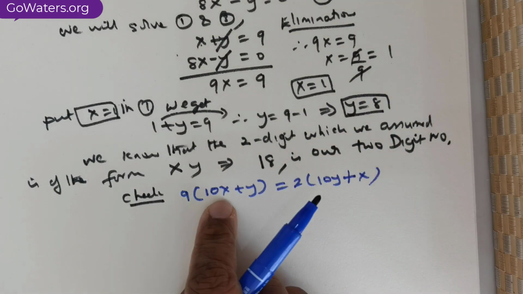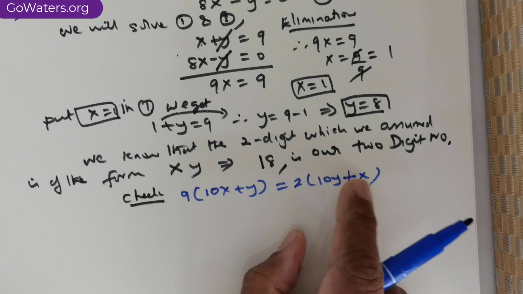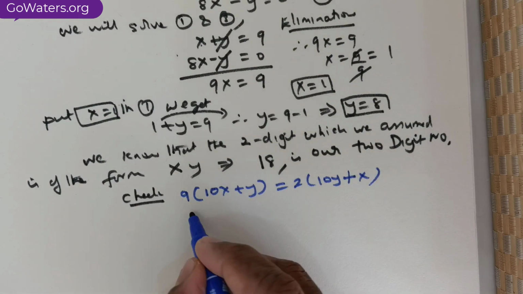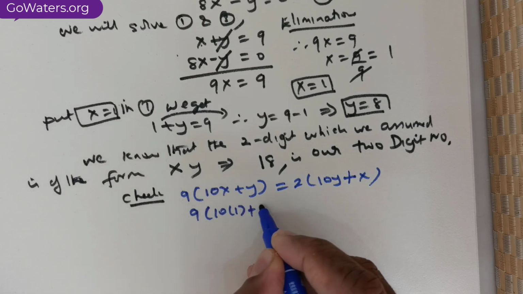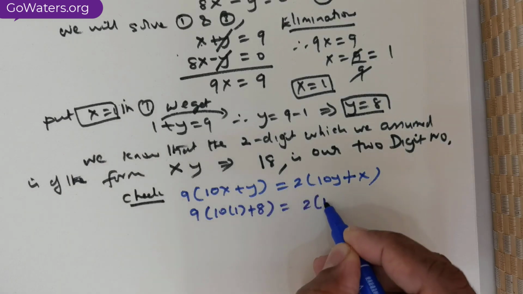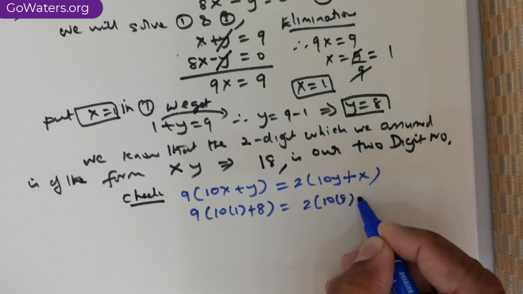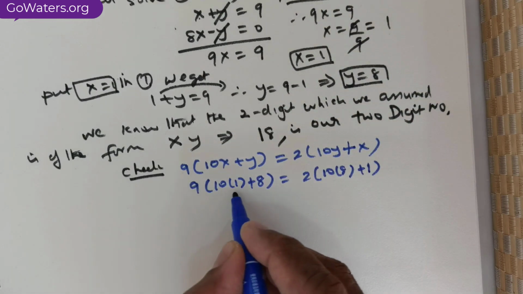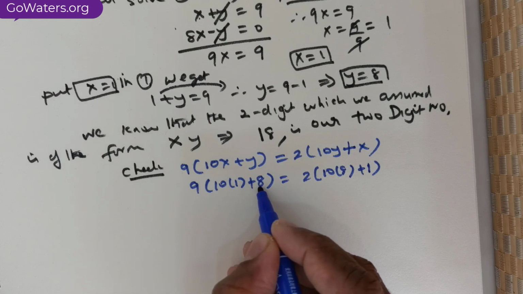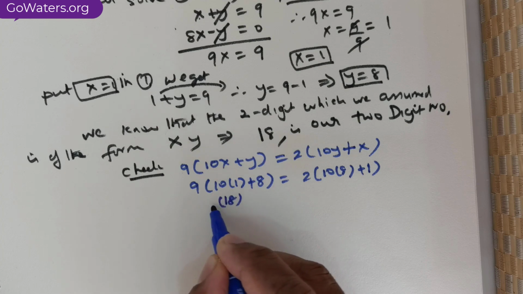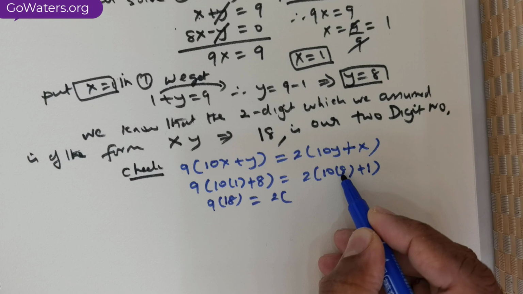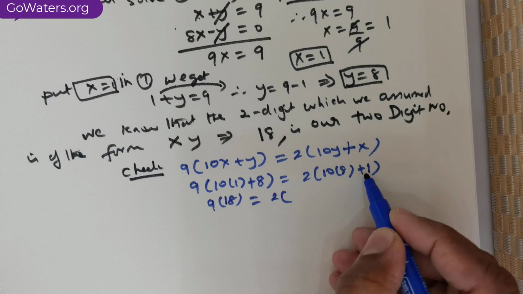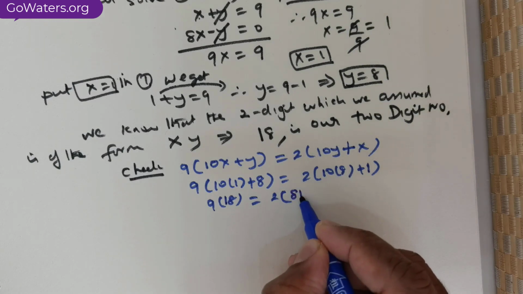So this is given, 9 times (10 times x positive y) is equal to 2 times (10 times y positive x). If I were to substitute the value of x and y, left hand side should be equal to right hand side. It will be. So this is 9 of x is equal to 1 and y is equal to 8, is equal to 2 times y is equal to 8, x is equal to 1. So this is going to be 10 times 1 is 10 added with 8 would give me 18 times 9 is equal to 2 times 10 times 8, 80 added with 1 will give me 81.